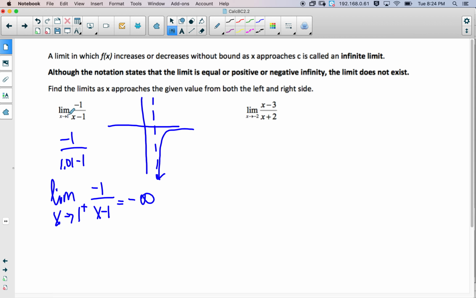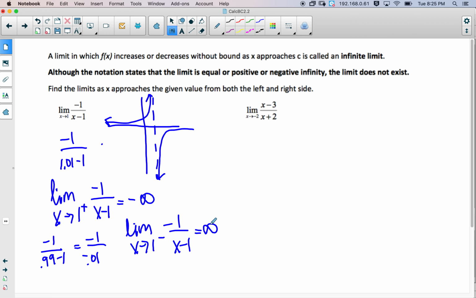So that's going to be like 0.99, I think would be a good value to approximate. So if we do that, I might do that up here or over here. It's going to be in the way. -1 divided by 0.99 minus 1, that would equal -1 divided by -0.01, which I think would be like positive 100. So this is actually going to positive infinity. So that's going to look like that. Okay. So the limit as x approaches 1 from the negative side is actually equal to positive infinity.